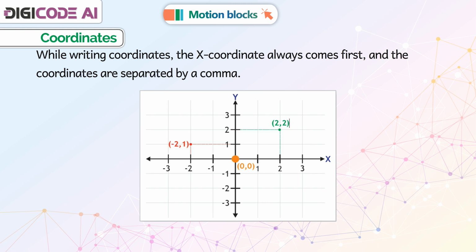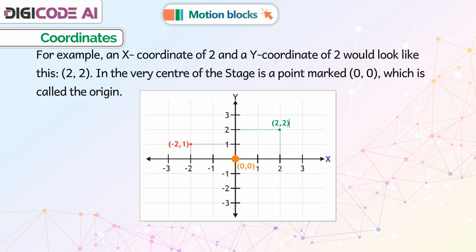While writing coordinates, the x coordinate always comes first and the coordinates are separated by a comma. For example, an x coordinate of 2 and a y coordinate of 2 would look like this: 2, 2. In the very center of the stage is a point marked 0, 0, which is called the origin.